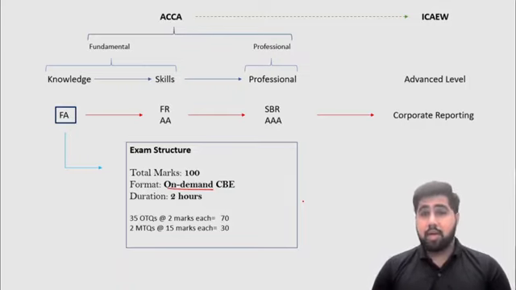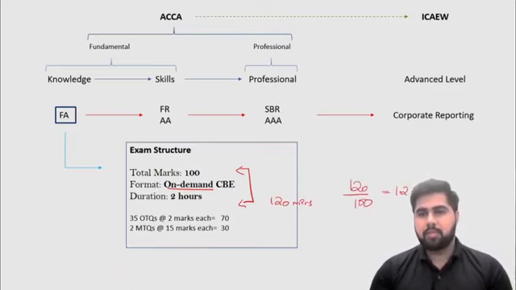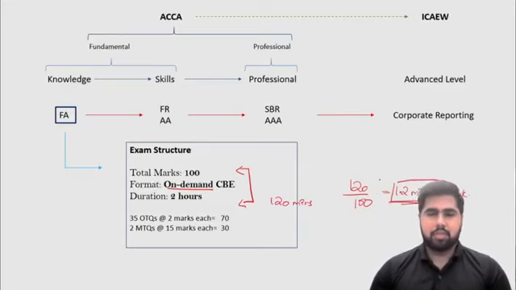The duration of the exam is 2 hours. Again, if we bifurcate, this is what I always tell my students: you have 100 marks and 120 minutes. So that's 120 divided by 100, which is 1.2 minutes per mark. That's your basic calculation. The reason I'm telling it before we start the study is because when you start practice, this is what we will follow. 1.2 minutes per mark. Okay, this is very crucial.